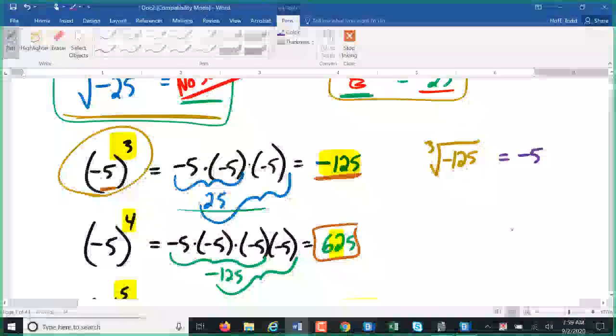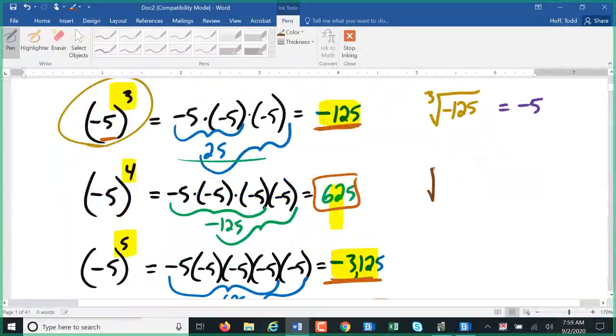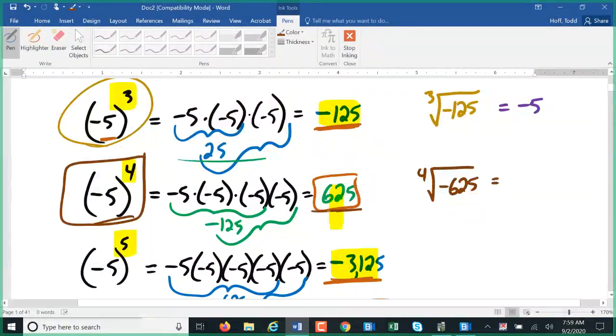But when we get to the fourth root of a negative 625, well, it can't be a positive 5 because positive 5 to the power of 4 is a positive 625. But it can't be a negative 5 either. We just saw here negative 5 to the power of 4 is also a positive 625. There is, once again, no solution here.